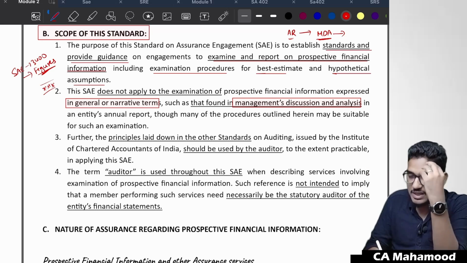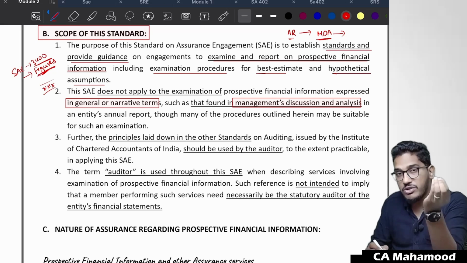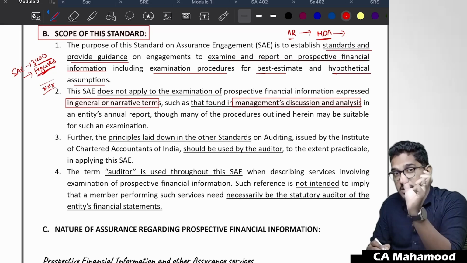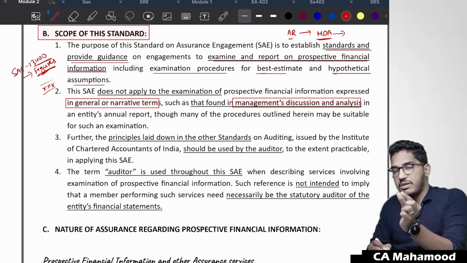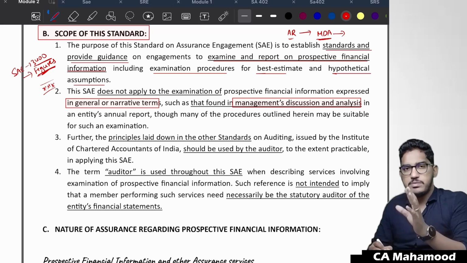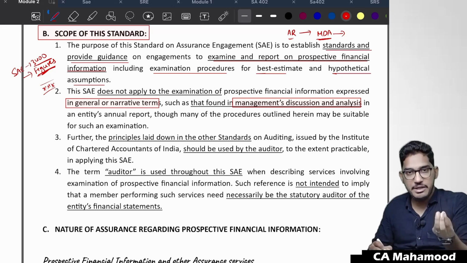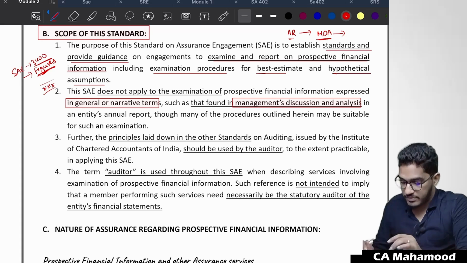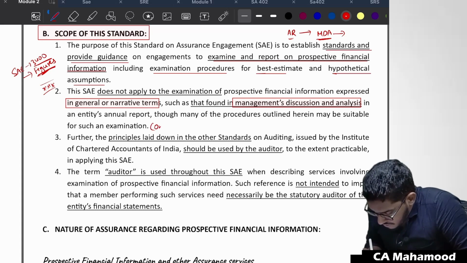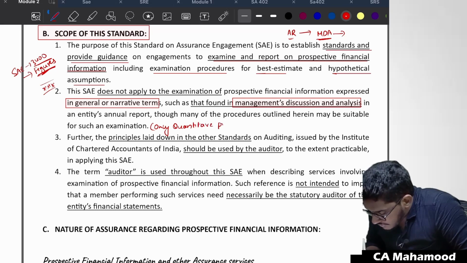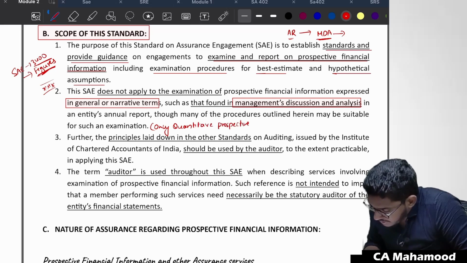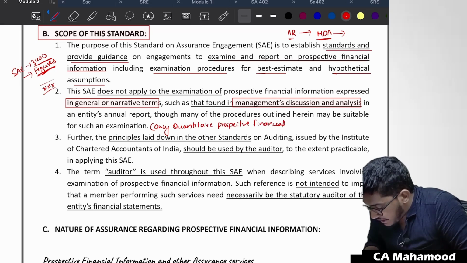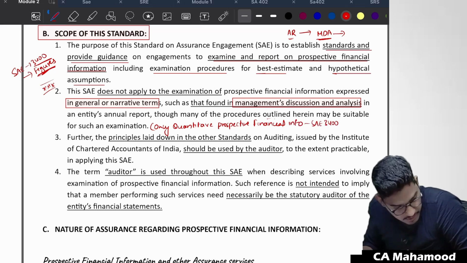So basically what they are trying to say is this SAE 3400 will become applicable when the prospective financial information is expressed in the form of numbers, in the form of figures. If you are verifying such prospective information in figures, then SAE will become applicable. At various places, management might say some things about their future in narrative terms, in general terms. If you are verifying such information, then SAE 3400 will have no role to play. Right. So you can write it here in the bracket: only quantitative prospective financial information. Only for quantitative prospective financial information, SAE 3400 will be applicable.